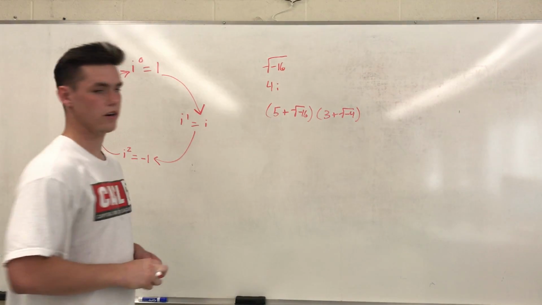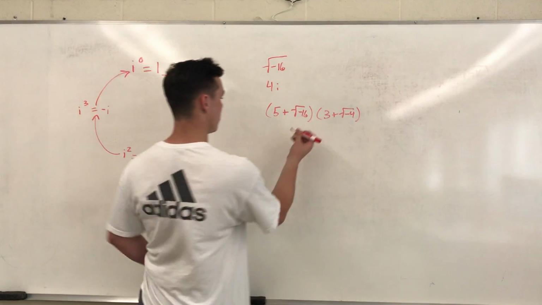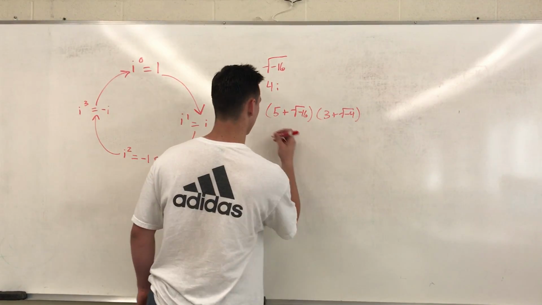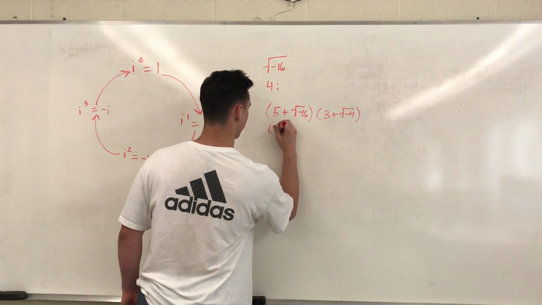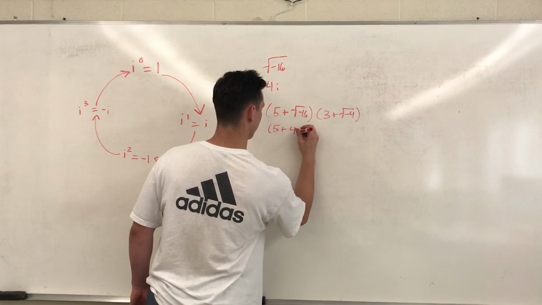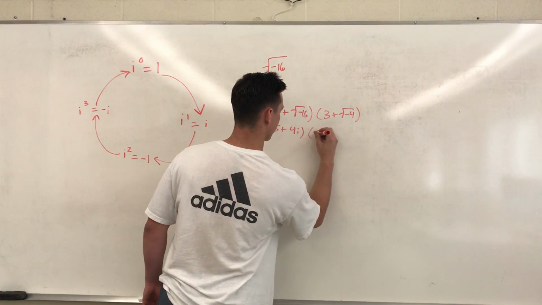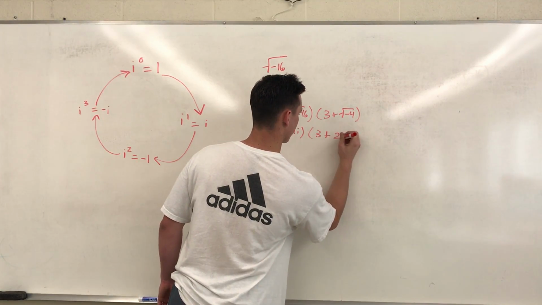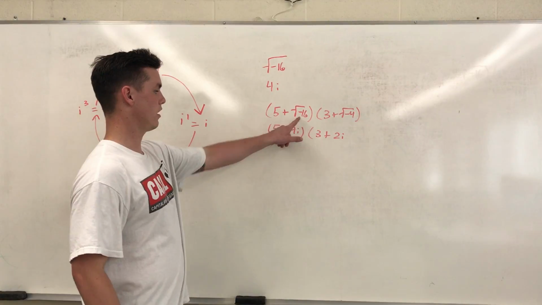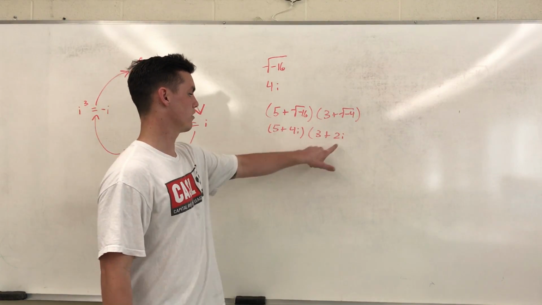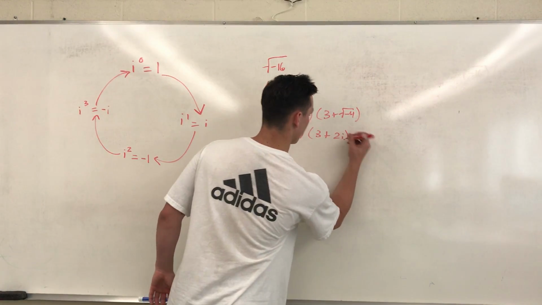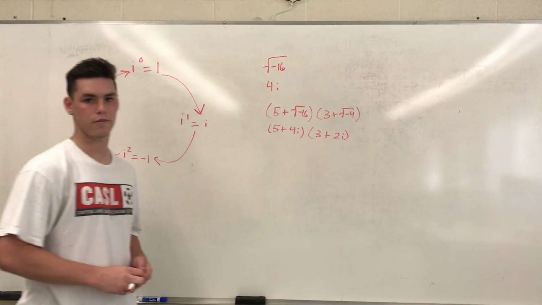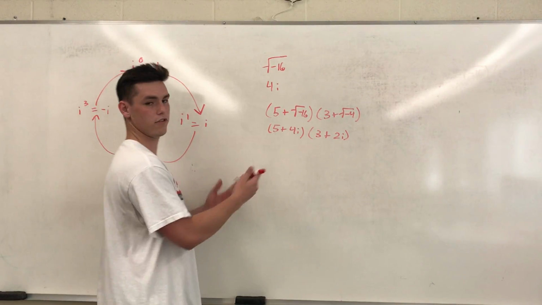So before you start, you want to find your answers to the imaginary numbers. Since the square root of 16 is 4, and the square root of 4 is 2, and they're negatives, you're just going to add an i at the end. And now, you can just FOIL like usual.